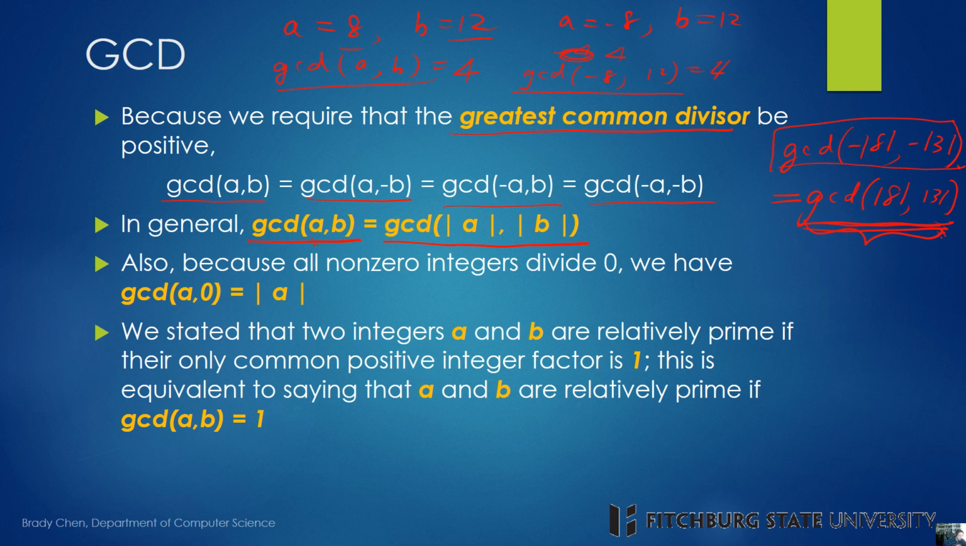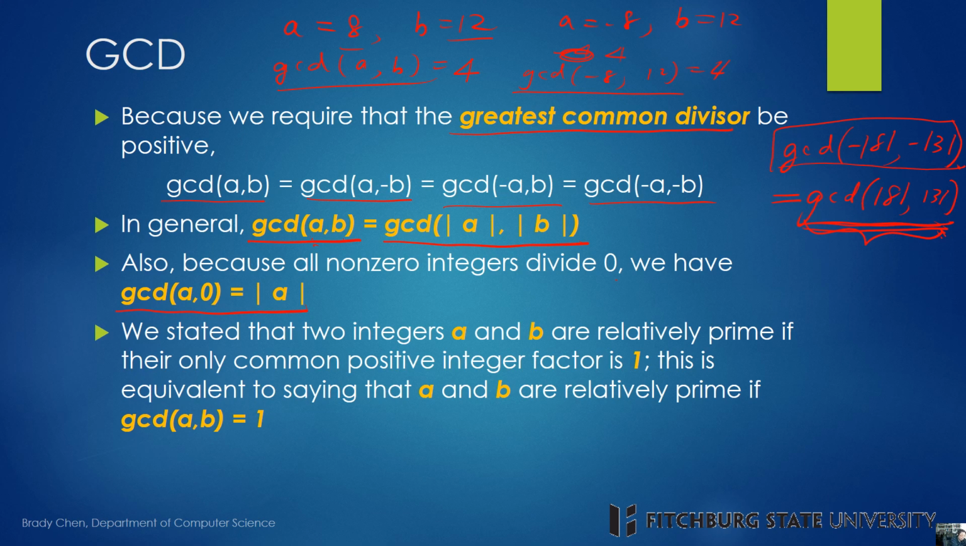Also, because every non-zero integer divides 0, we always have the greatest common divisor of A and 0 is the absolute value of A. Okay. If A is a positive number, it's A. If it's a negative number, then it's the absolute value of that number. Okay.